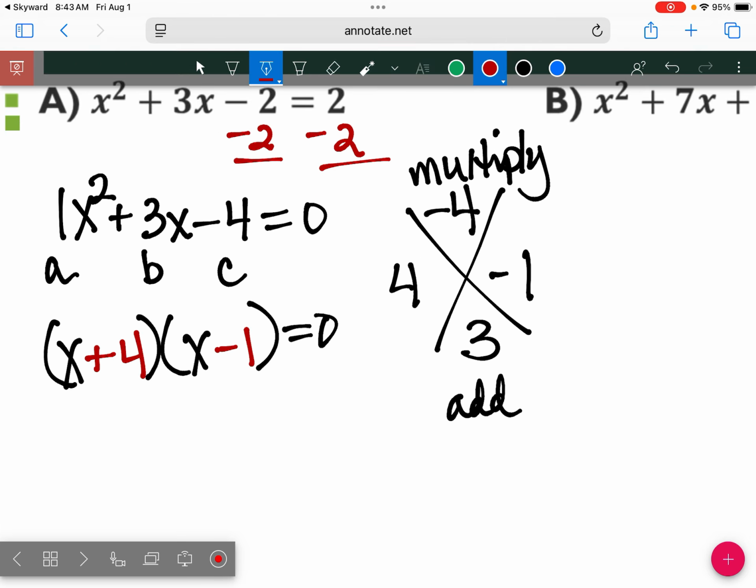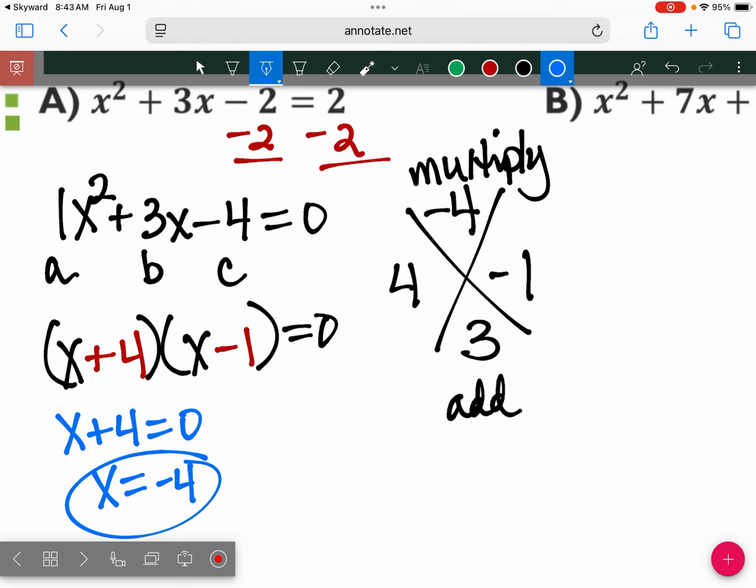And now to solve it, I'm just setting them both equal to 0. So x equals negative 4 is my first answer. X equals positive 1 would be my second answer.